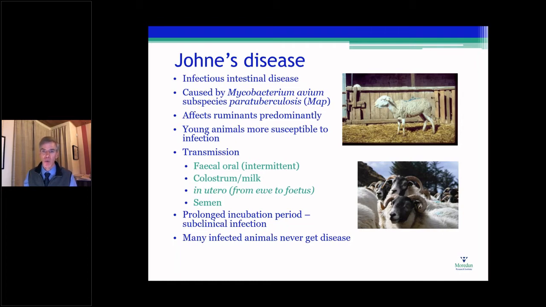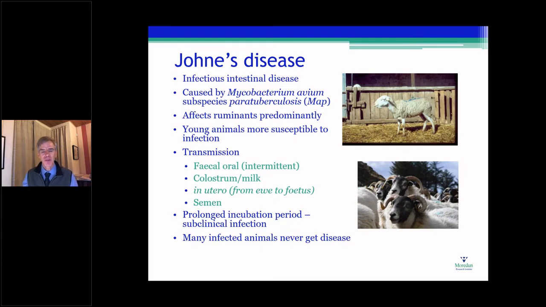It is very much a worldwide problem. There's no doubt about that. Young animals are the most susceptible, and they will pick it up mostly through a fecal oral route or through colostrum from their mother's milk. There's also two other ways of transmission, which are in utero and via the semen.